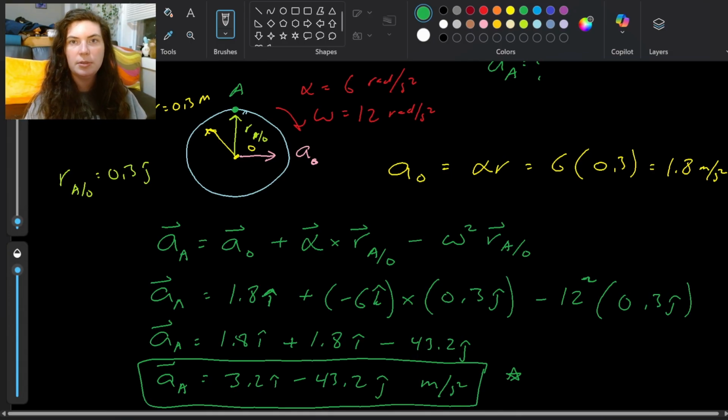So that was a fairly simple example. Really, these rolling without slipping problems aren't terribly complicated. It's just a matter of keeping those directions straight, making sure that you're using the appropriate formula at the appropriate time, right? So using that A_O equals alpha times r only for the center of that disk, and then using your relative motion otherwise. But we'll do one more quick example so you can get a feel for it a little bit more.